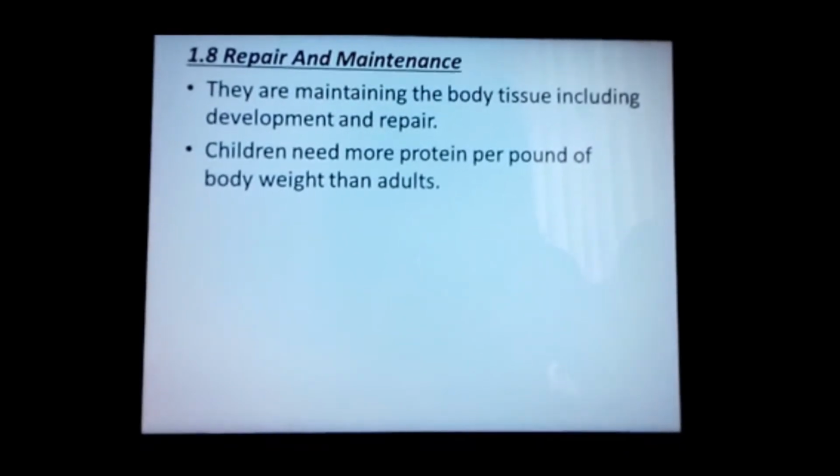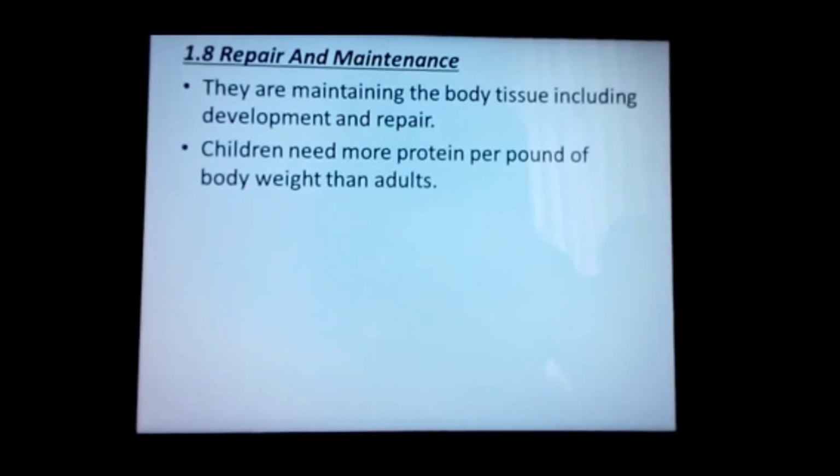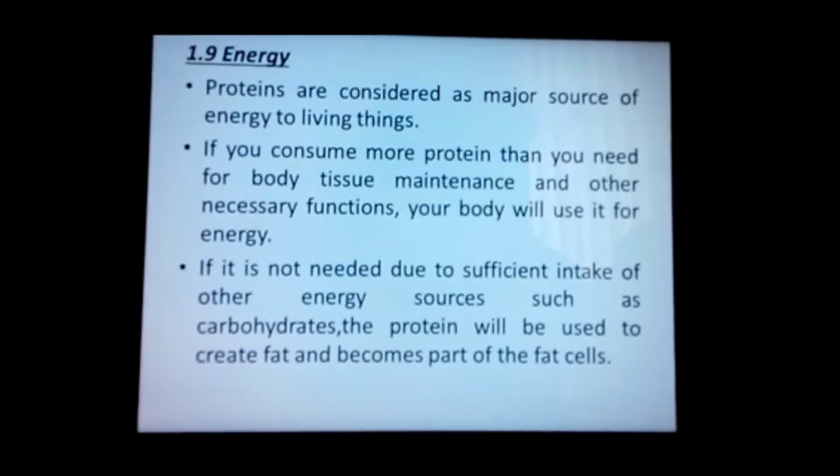Proteins also act in repair and maintenance. They maintain body tissue, including development and repair. Children need more protein per pound of body weight than adults.